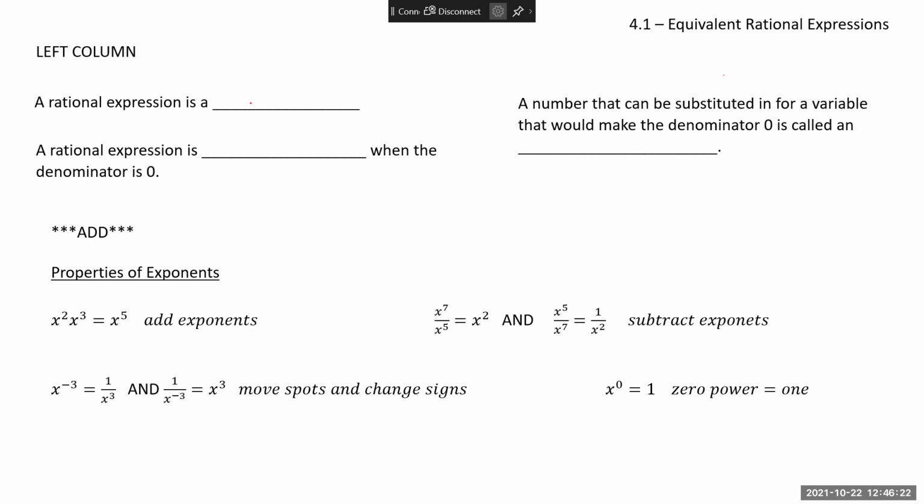But in any case, a rational expression is a fraction with variables, typically with variables on the bottom. So the rational expression is undefined when the denominator is 0.